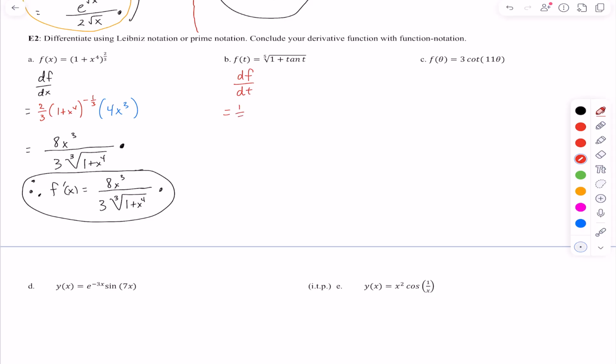It's the derivative of the outside function evaluated at the inside function, times the derivative of the inside function. And then finally, use algebra to simplify.